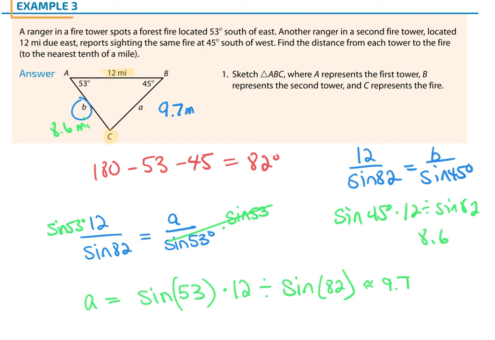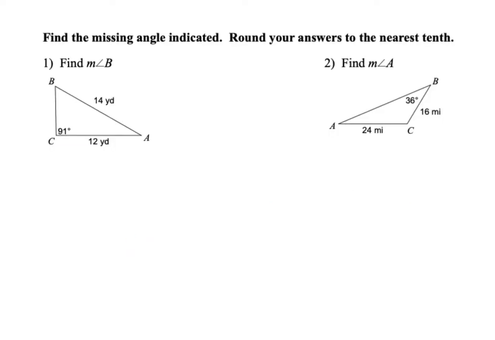So who's closer to the fire? Ranger A or Ranger B? Who's closer to the fire? Ranger A is closer to the fire, right? And so they were able to determine how far it was from each distance using this ratio that is set up.